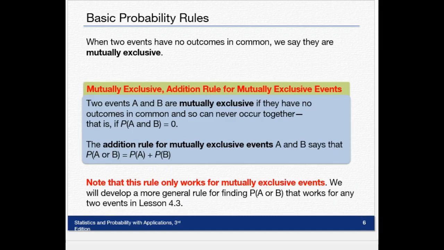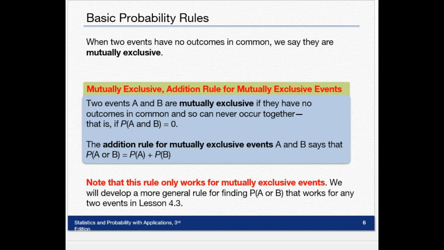Now, when 2 events have no outcomes in common, we say that they are mutually exclusive. 2 events, A and B, are mutually exclusive if they have no outcomes in common and can never occur together. That is, the probability of A and B happening at the same time is 0. So, for instance, having a job and not having a job. You can't do both at the same time. Can't happen. But there are lots of other possibilities.